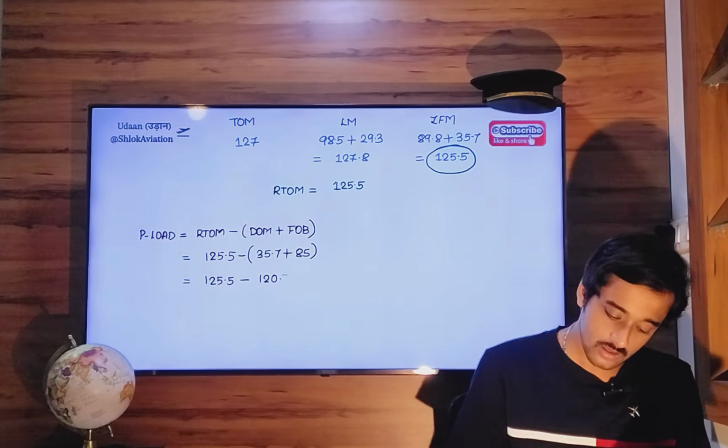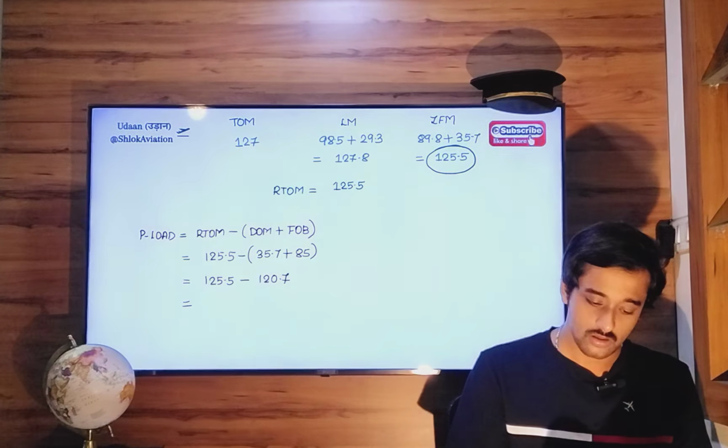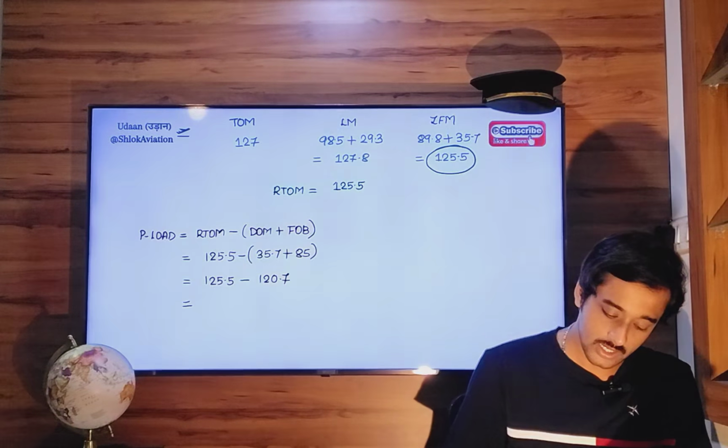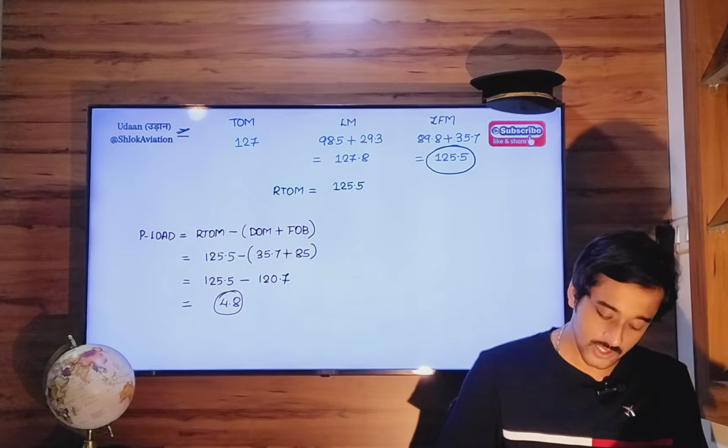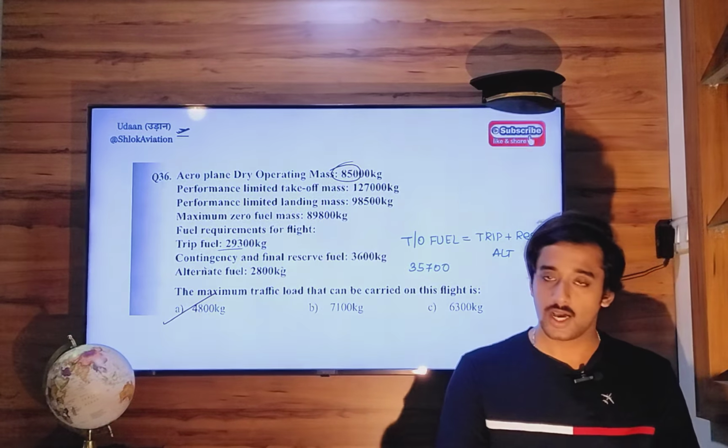20.7. So that is 4.8. 4,800. So option alpha.